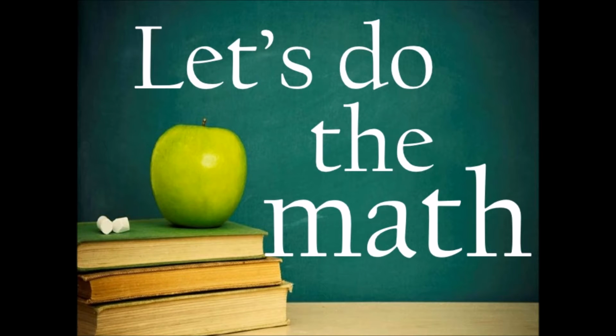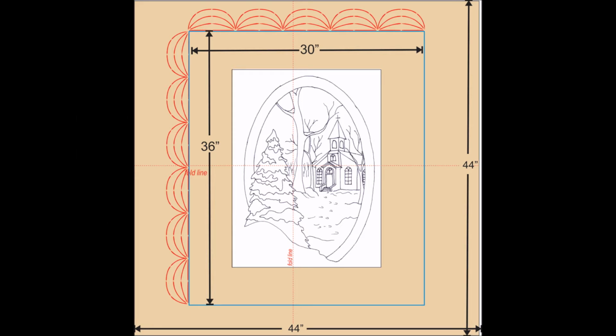So let's take all these numbers and do the math and figure out how we're going to do this. By looking at this drawing, you can see the most scallops we can use on the sides are 6, and on the top, 5.